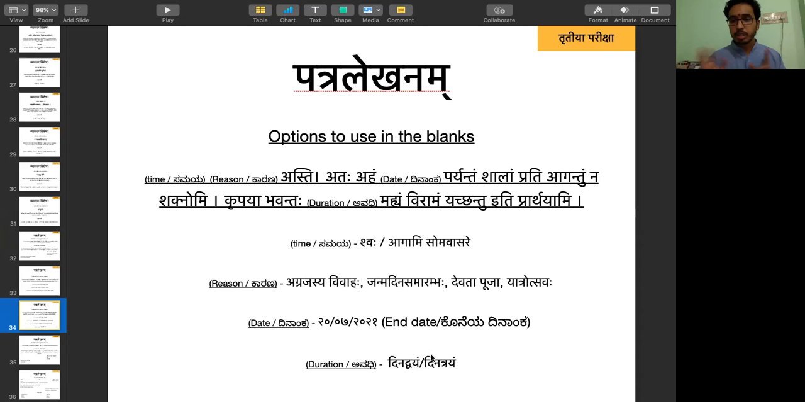Avadhi, dinadvayam, dinatrayam. Always try to keep these two options because they're safe. So try to tell that I won't come shvaha, that is tomorrow 26th, and I won't be coming till 27th. So that is dinadvayam. Or 28th dinatrayam. So try to keep it to 2 to 3 days. Of course, you can't ask for a week's vacation also. So being practical also, just ask for 2 to 3 days.